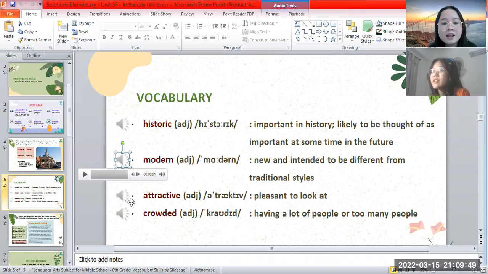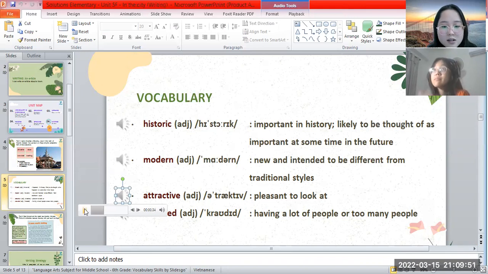Okay, and the next word we have is attractive. Attractive. Good. Attractive means appealing, means pleasant to look at. Very appealing, which can attract more people.